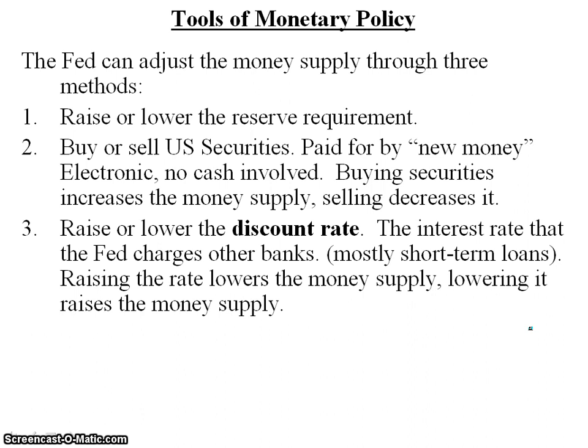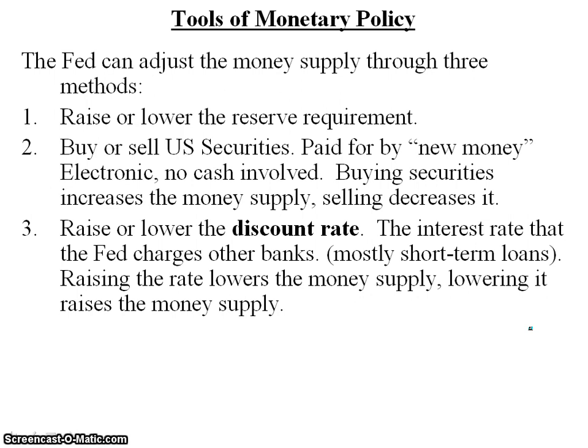Okay, Chapter 12, Section 2. We're also going to knock out Section 3 at the same time. Okay, monetary policy. Remember, that's adjusting the amount of money in circulation in our system. So there's three ways in which our government can affect or change the money supply.